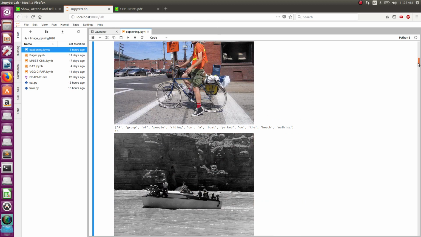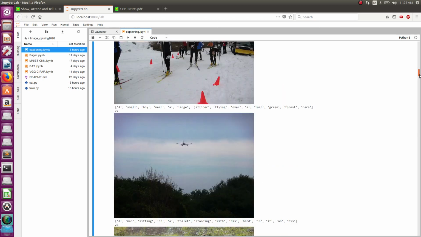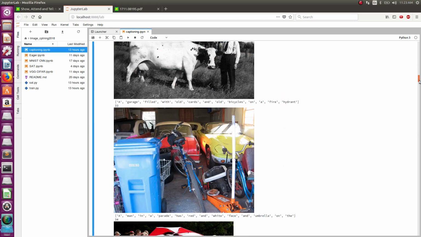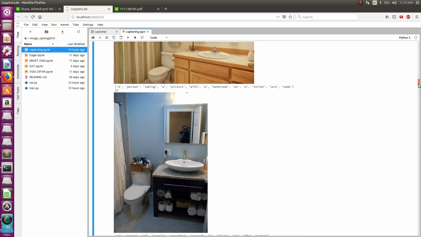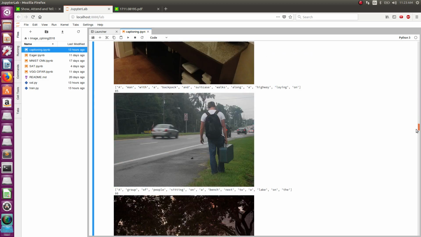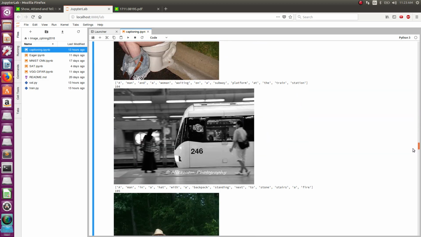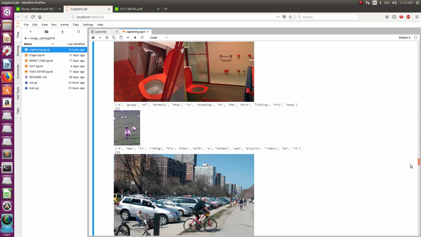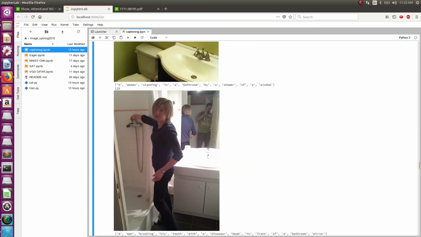So these are some of the results we got, and you can check these results as the code is uploaded on GitHub. So I hope you enjoyed our demonstration, and be sure to check out our code online, and thanks a lot.